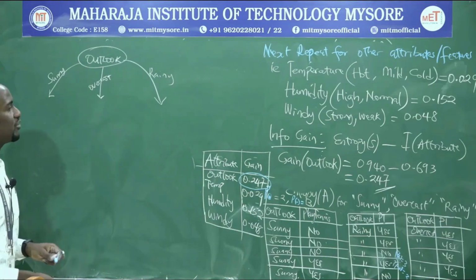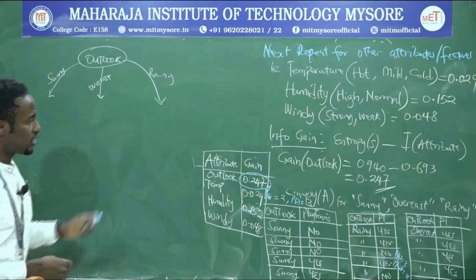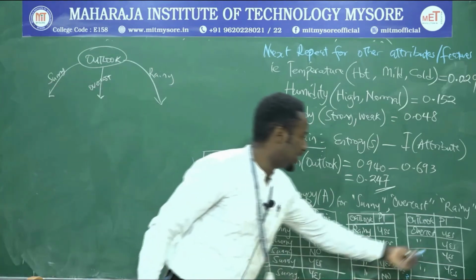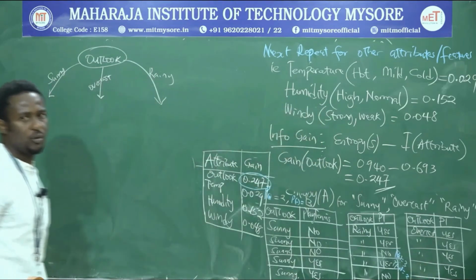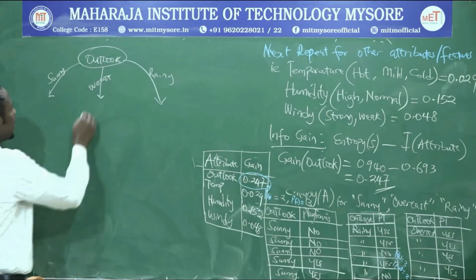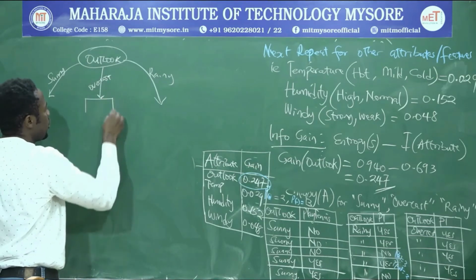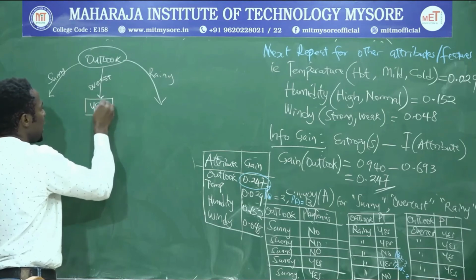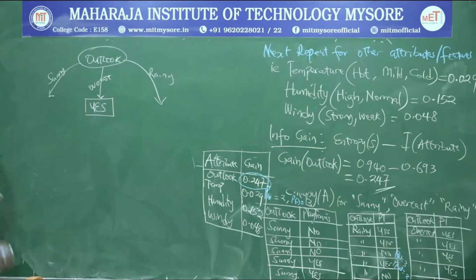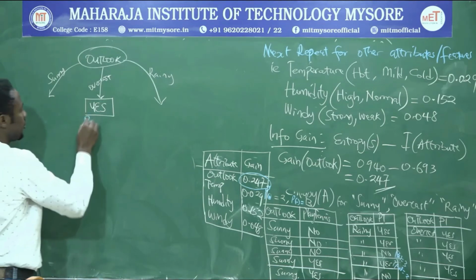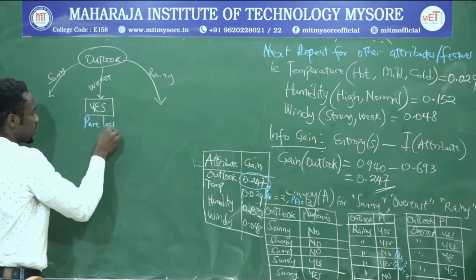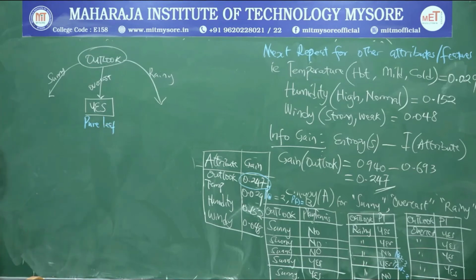So why do I say that overcast doesn't require branching? Because if you check, overcast has only one instance, which is positive. So overcast has gotten to the pure leaf node, which is yes, katam ho gaya. So we don't need any further splitting, right? So this is my pure leaf. No further splitting.